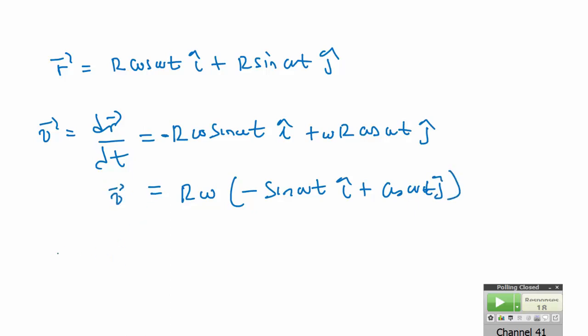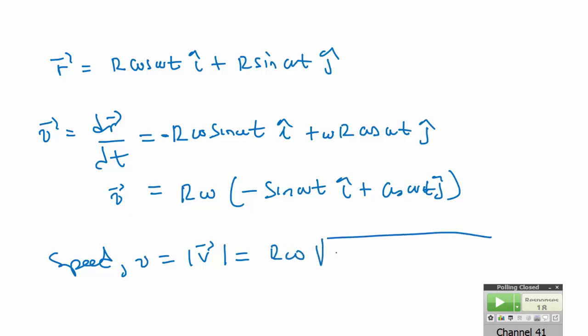Now, if you calculate the speed of the particle v, which is just the magnitude of the velocity vector, you will discover that it is equal to r omega times the square root of negative sine omega t all squared plus cosine omega t all squared. This gives us the speed. All of this here is 1. The square root of 1 is 1, so v is equal to r omega.